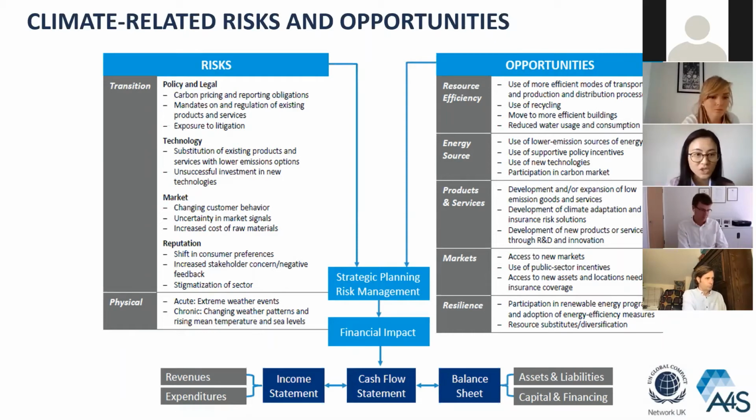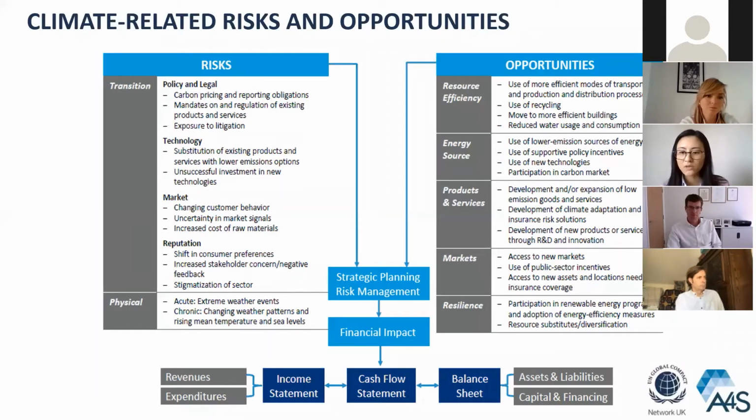In terms of technology, your existing products and services might be substituted with lower emissions options. So what would that mean to your organization? Increased cost of raw materials, shift in consumer preferences, these will all have financial implications for your organizations. And in terms of physical risk, your physical assets, buildings that you own, if we have more extreme weather events, what does that mean for your organization?